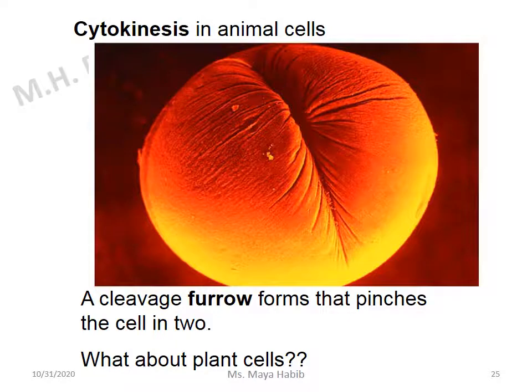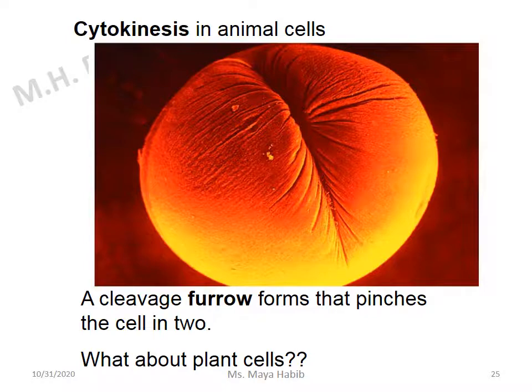Hope all the information is clear enough, and you have acquired the basics. Now, let us see how cytokinesis takes place in animal cells, of course including human cells. In animal cells, the cytoplasm is divided by a cleavage furrow that forms to pinch the cell in two, as you can see in this figure.